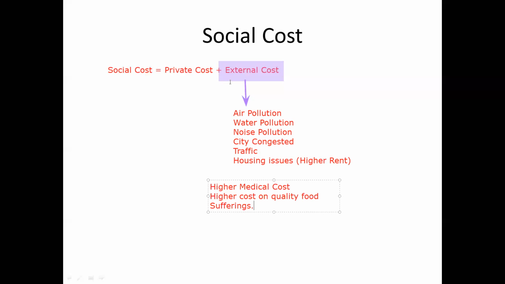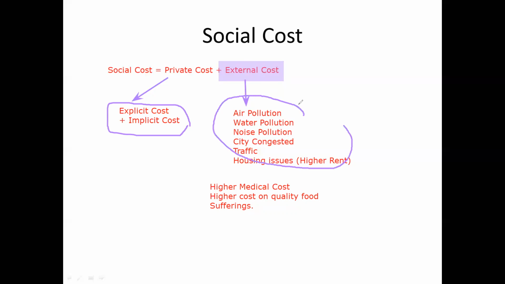So the sum total of private cost is the explicit plus implicit cost that we have already discussed. This is explicit plus implicit cost. So this is economic cost. So in economics, we study economic cost, but as far as the external part of the social cost is concerned, these are the consequences because of this.